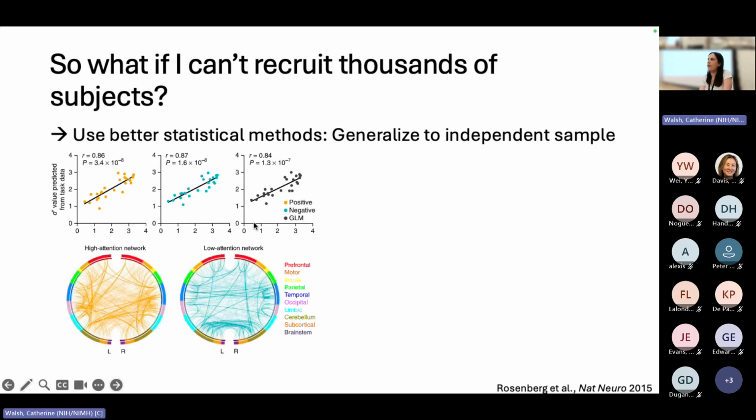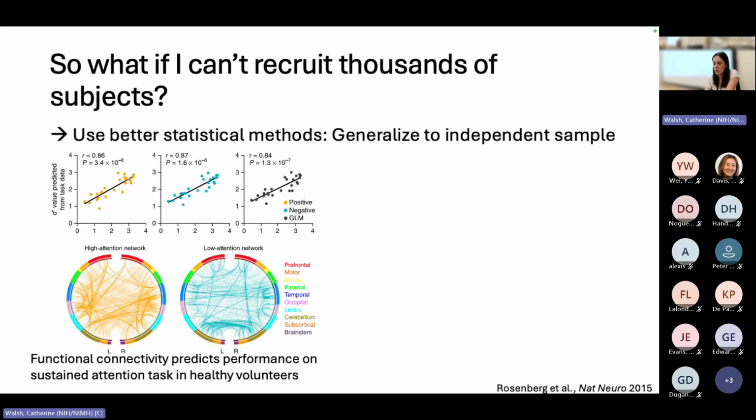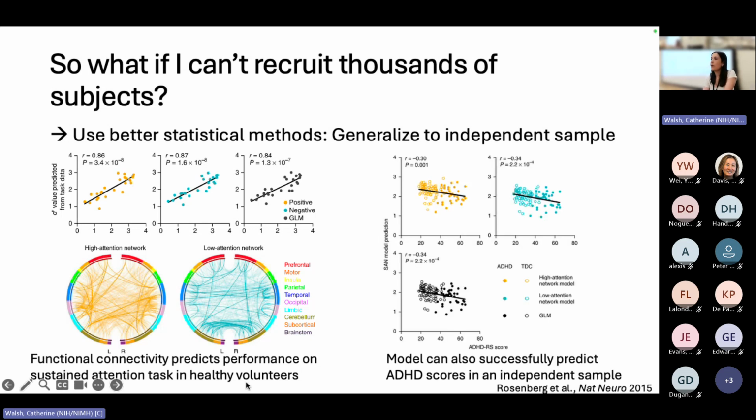They did this to define a network of connections in the brain that were particularly relevant. Woohoo, great, wonderful, we have a finding. This was all trained in healthy volunteers. They then took this model and applied it to an entirely new sample of people with ADHD, so people with issues in attention, and tried to predict symptom severity, and they were able to successfully do so. So the fact that this model that they developed in healthy controls was able to predict ADHD scores in a new independent sample was a great test of how useful and valid it was.